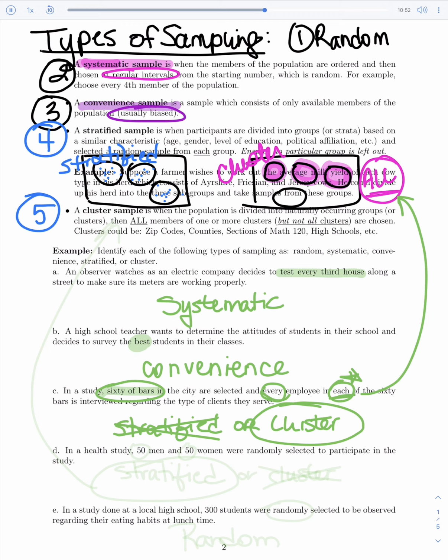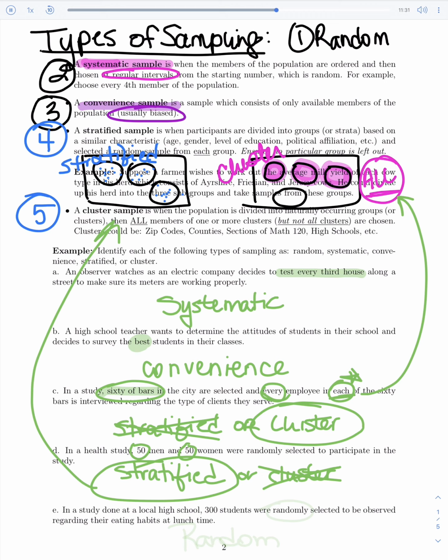Let's take a look at the next one. In a health study, 50 men and 50 women. Okay, I'm going to stop there. We've got two groups, so we're again talking about stratified or cluster because we have two groups, male and female. Now, remember, cluster has you take everybody in your groups. That's not what they're saying here. They're saying take 50 men and 50 women, so they're saying take some from each group. Well, that's what we did in stratified. So we're going to say that's stratified, not cluster this time.